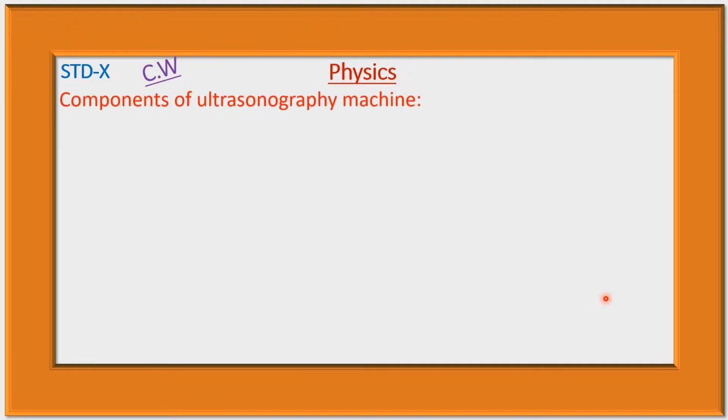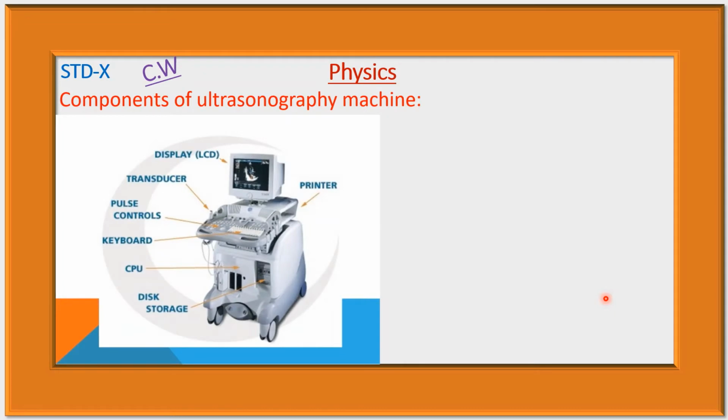Components of ultrasonography machine. Here, in the ultrasonography machine, this part is display, and this is transducer. Transducer is used to produce high frequency sound wave, and it receives echo. And here parts, pulse controls, here keyboard, CPU, and storage device, and here printer. These are the components of ultrasonographic machine.